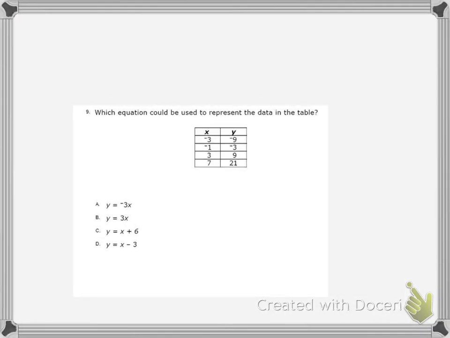Okay. Which equation could be used to represent the data in the table? All right. It looks to me like the K is positive 3. This isn't really one I have to do that y2 minus y1 over x2 minus x1, because I know that negative 3 times positive 3 is negative 9, negative 1 times positive 3 is negative 3, 3 times 3 is 9, and 7 times 3 is 21. I know that. So what's the only one that has y equals 3x? Well, that would be B. Let's try another one.